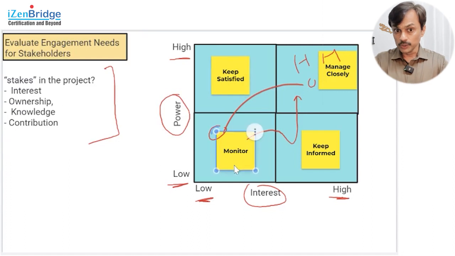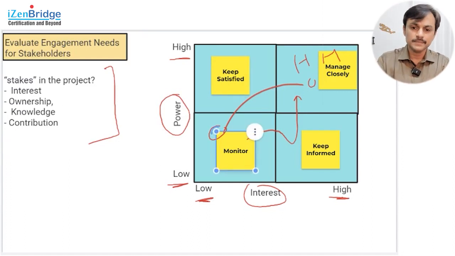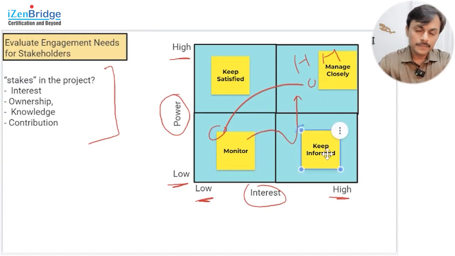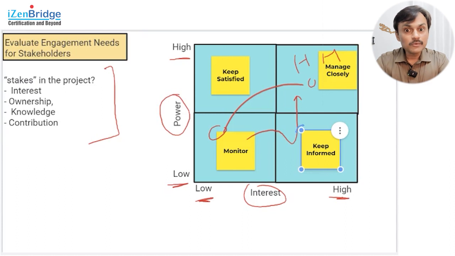Now monitor, we don't do anything. We probably just say that in case you have any specific thing, we'll see. But as of now, we are not doing any particular engagement with them. Keep informed is something where we need to give them a lot of information. These are the people who want to know what they should do tomorrow, what we should do next, where we are stuck. These are team members, vendors. They need to have a lot of information about our project.